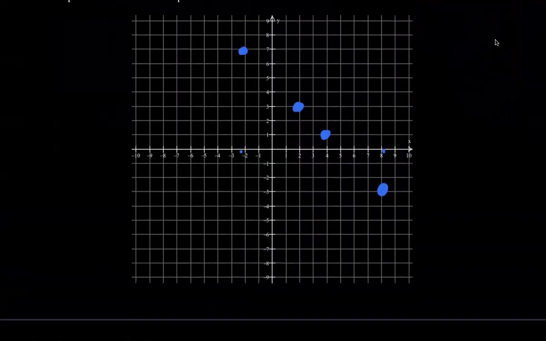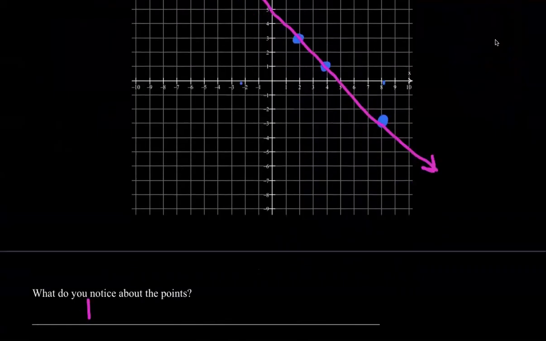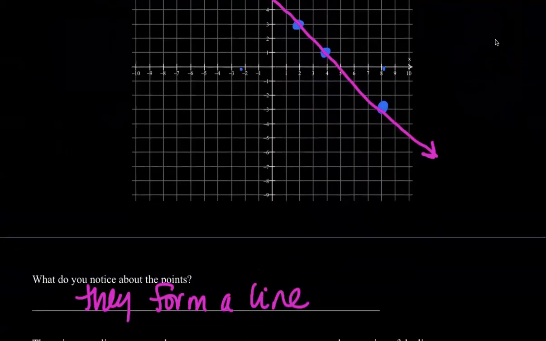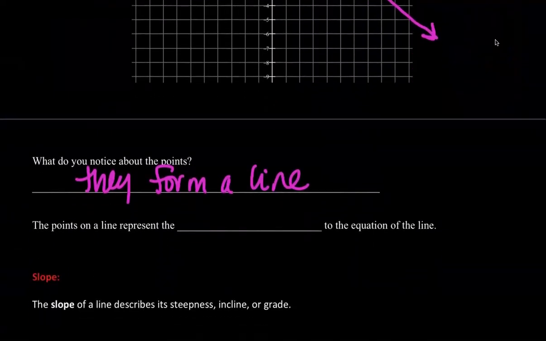Well, it looks like they are forming a line. They're all on the same path. The points on a line represent the solutions to the equation of a line. I'm going to stop here and talk about that for just a second.